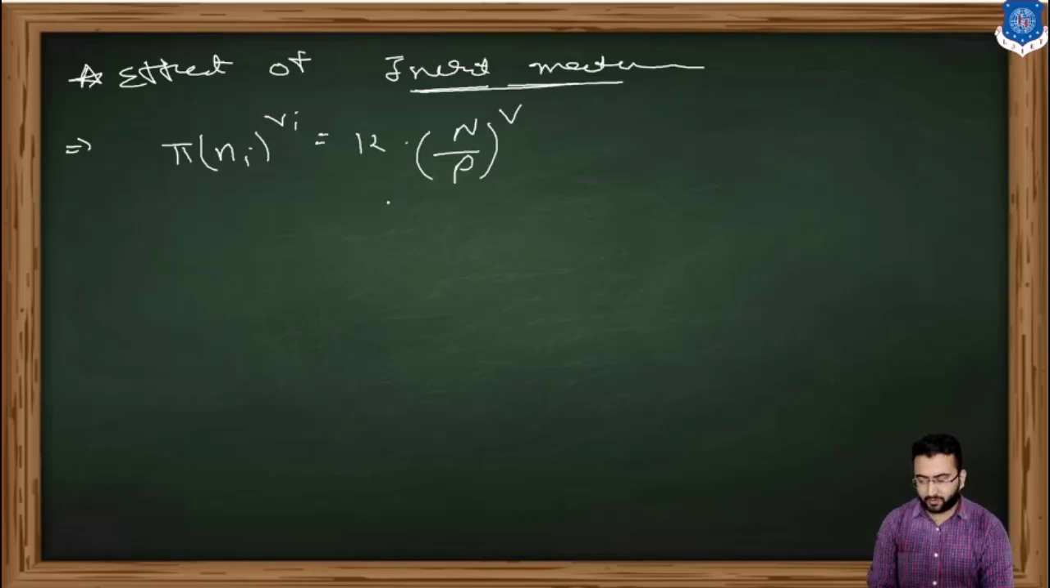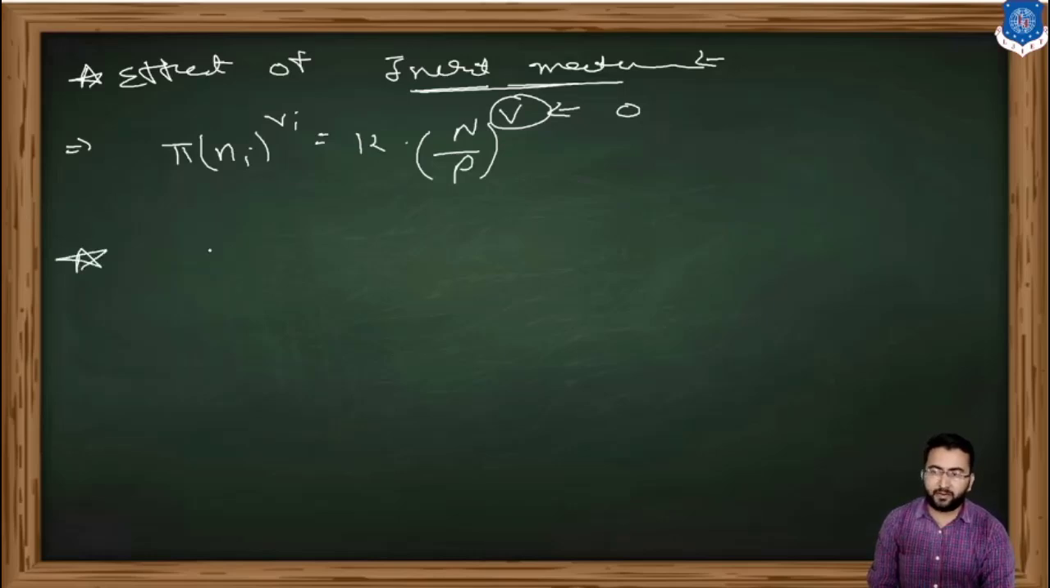Now if the value of this stoichiometric number is 0, then there will be no effect of inert material. So whether we provide inert material or not, there will be no effect on the equilibrium conversion.